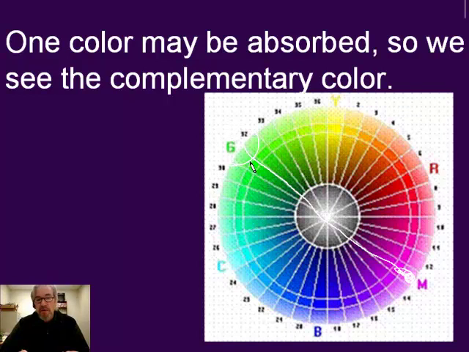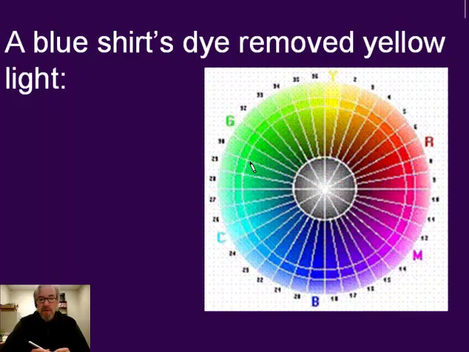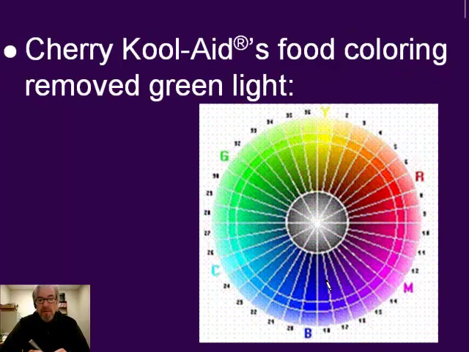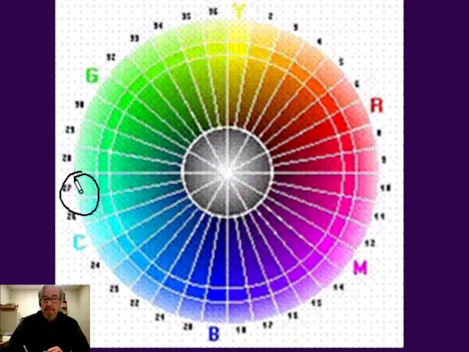So, for example, a blue shirt looks blue because there's something in the dye of that shirt that removes yellow light. Here's another example. Cherry Kool-Aid has a dye in it. That dye makes the Kool-Aid look red. Here's why it makes it look red. It takes out some color of light that is bluish green, and that gives it that red color. So the complementary color being removed from the spectrum also makes it look colored. So those are three reasons that light might look colored to us.